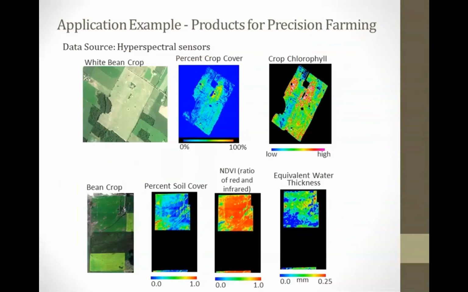So let's take a look at some examples. I have a few examples here. This set of examples comes from these hyperspectral sensors. So recall, these are sensors that have hundreds of bands that are very narrow, perhaps 1 nanometer in width. So these are two fields. This is a bean crop, and this is a soybean crop, and we've imaged these using hyperspectral sensors. And some of the methodologies we've been able to look at, what is the percent crop cover?